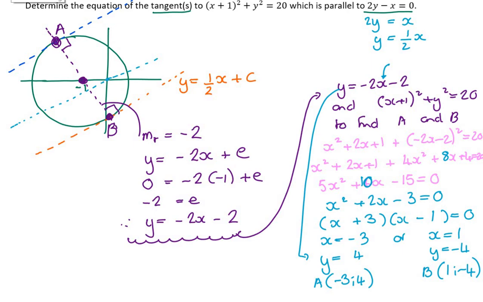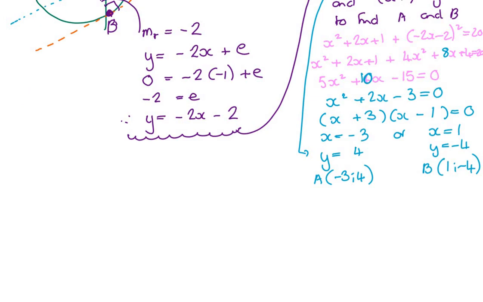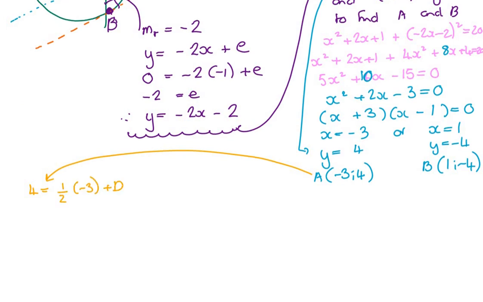So I know it's y = a half x plus c, and plus d. So for this one over here, I know y, which is now 4, is equal to a half x plus d. I'm hoping I didn't make a mistake this time, but I get d = 11/2. So y is equal to a half x plus 11/2.